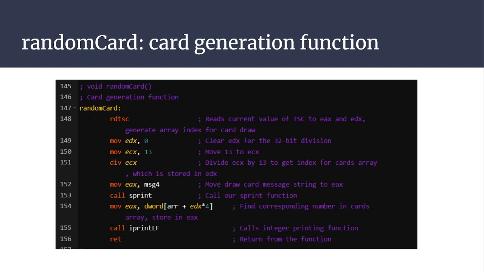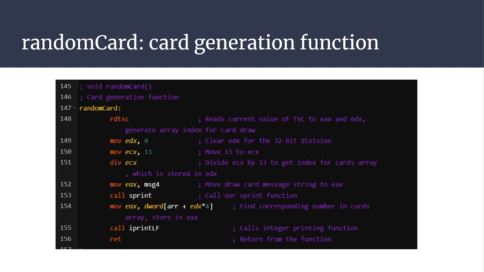We divide by 13 so we can get a remainder between 0 and 12, and that matches an index in our card array. We mov message 4 to EAX, and we call our sprint function, which Ruby will explain later, but simply put, it prints out message 4, which is "you have drawn." Whenever we mov anything to another register, we replace whatever was in there originally.